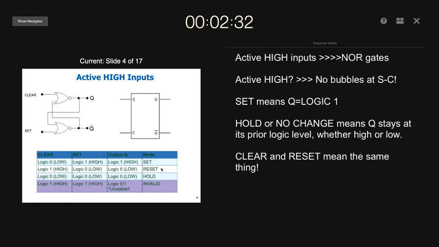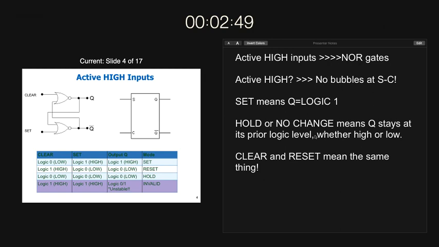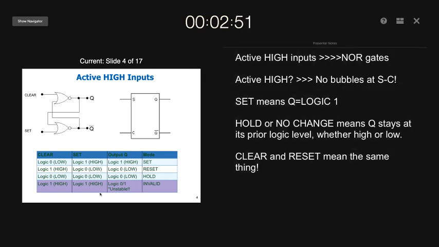Then the mode is reset, or clear. If we make the set and the clear both low, that means no change, or hold. So Q will stay at its prior logic level, whether high or low. Do not make S and C both 1 at the same time, which means you're telling the flip-flop Q to be high and low at the same time. That's an unpredictable situation, an invalid state, so we don't want to use that.